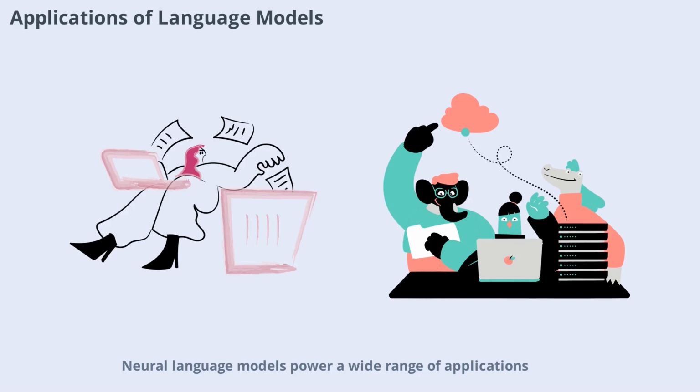Neural language models power a wide range of applications, from virtual assistants and chatbots to translation services and content generation. Their ability to understand and generate human language has transformed industries like customer service, healthcare, and education. As these models continue to improve, their impact will only grow.